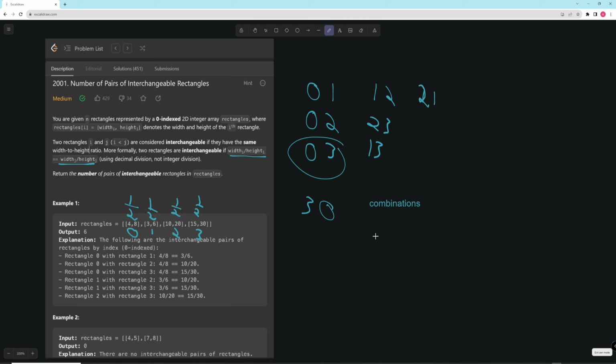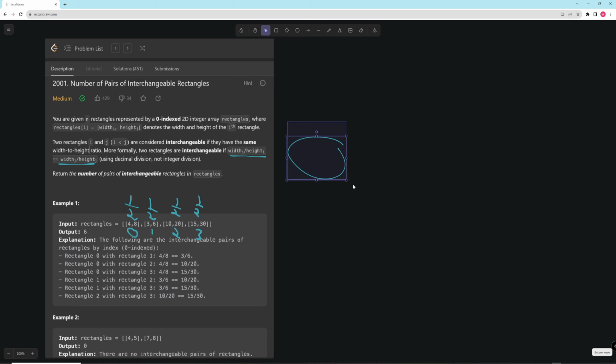But this is combinations. By the way, in the second example there are no pairs. What we're really asking is the subproblem of this problem: given x rectangles, let's say 8 rectangles with all the same width-height ratio, how many pairs of interchangeable rectangles are there? That's the problem we're really trying to solve for. Then from there, I'll show you how to do the bigger problem, but this is the subproblem we need to do.